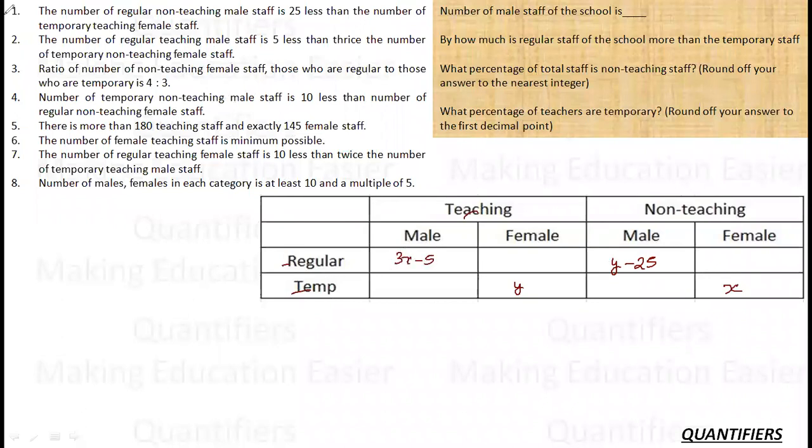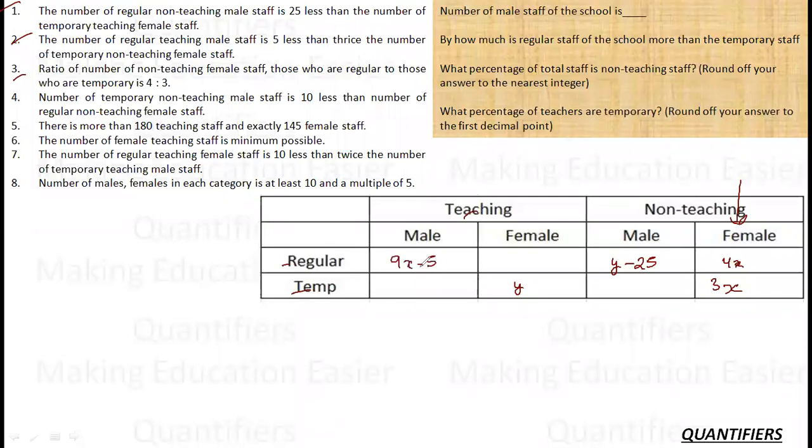Third point. The ratio of number of non-teaching female staff, those who are regular to those who are temporary is 4:3. So these two ratios are 4:3. Now it does not make sense to introduce fractions at this point. So what should I do? If I write it 4x, it will be 3x. And then this is thrice and minus 5, which means this will be 9x minus 5, a small modification.